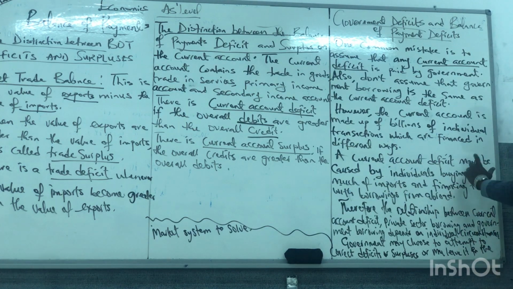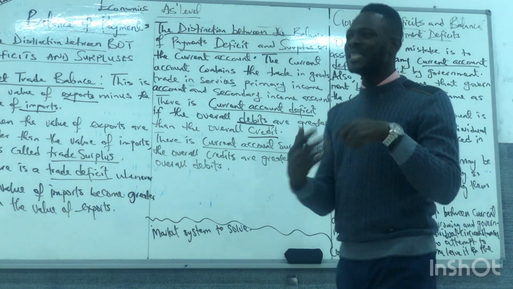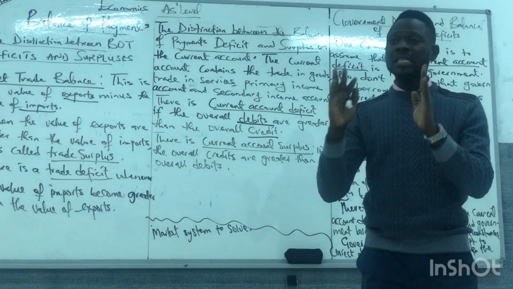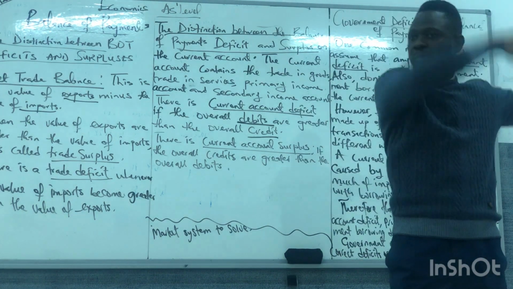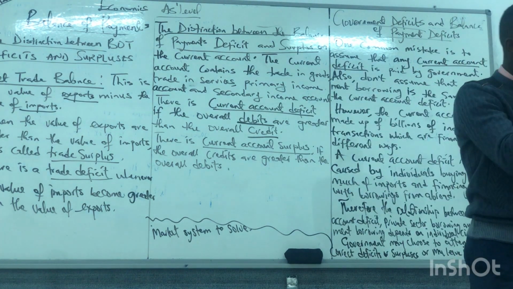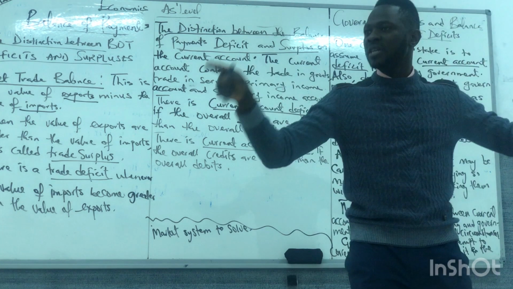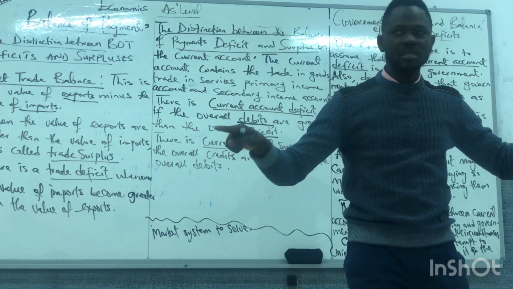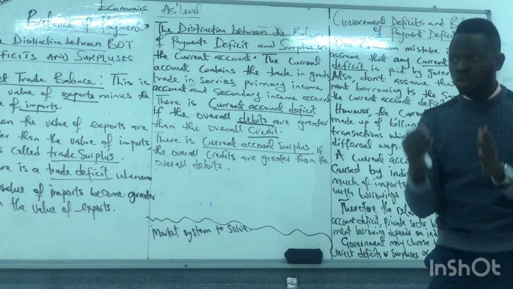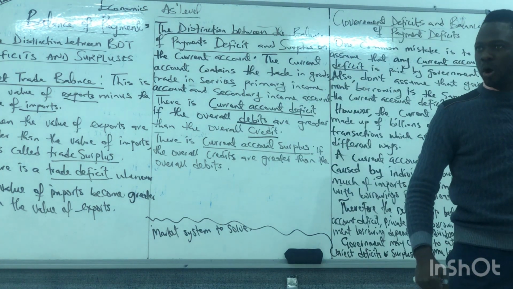A current account deficit may be caused by individuals buying so much of imports and financing it through borrowings abroad. So, as an individual, you might start doing business with countries abroad, with businesses abroad. So now, as business people, we rely mostly on imports. This could be the reason why our current account is in deficit. Get the point here? There are two things that could cause a country to have a current account deficit. Number one, individual transactions are mainly from abroad.